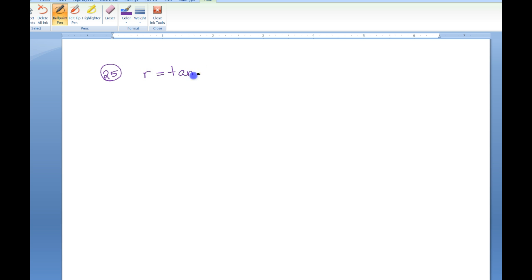Theta is just the independent variable, same thing as dr/dx. If you want to rewrite this with y and x, it's fine, but it's dr/d theta.